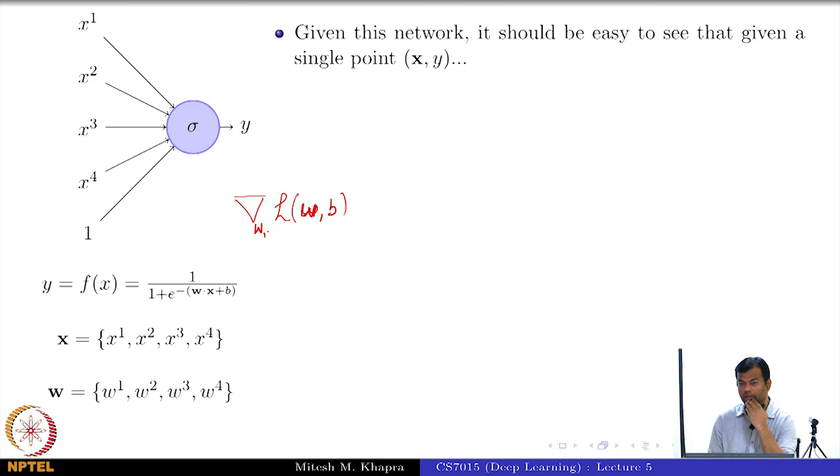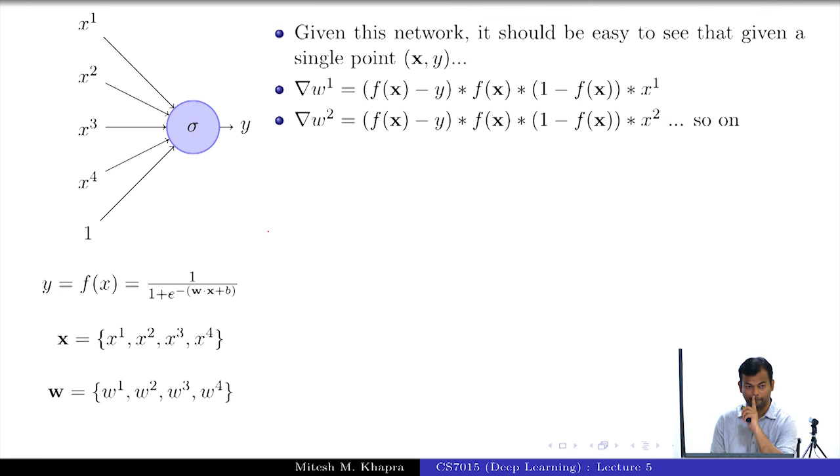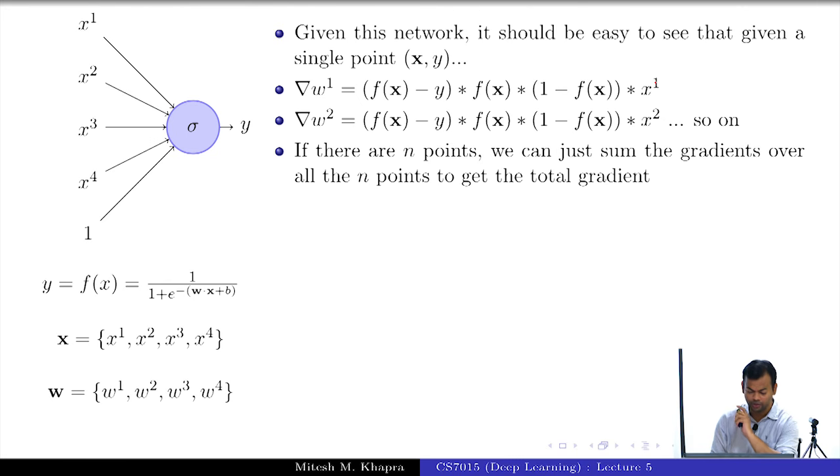I will show you the derivative with respect to W1. It will be a product of some terms. Can you tell me what the last term is going to be? Everyone gets this? The only thing which is changing is this last term. This part is exactly what we had derived. When we had one input, we were just calling it X. Now we have multiple inputs, so it will depend on that particular input, whichever W1 corresponds to. Now, if there are n points, we'll just take the sum of the gradients with respect to the n points.